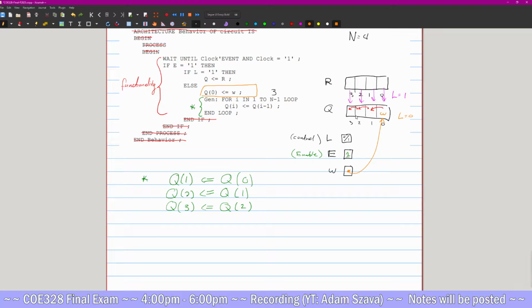Someone's suggesting it could be a bit shifter to the left when L is 0. I agree. And then when L is 1, it's something else, but all related. So I agree. This would be a 4-bit shift register. That's what happens when L is 0.